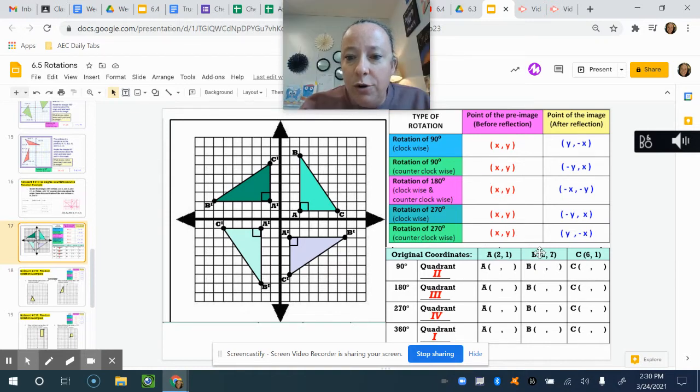Using these original pre-image points, what are your ordered pairs after the rotation? Use your algebraic rule, okay? See if you can get it right and check on the graph. So pause me. This should take you about 2 to 3 minutes to do on your own. So pause me, spend time making sure that you can do this, and then play me and see if you got it right.